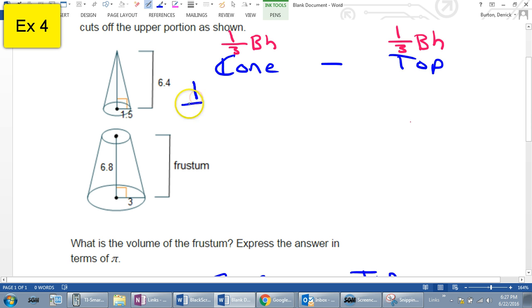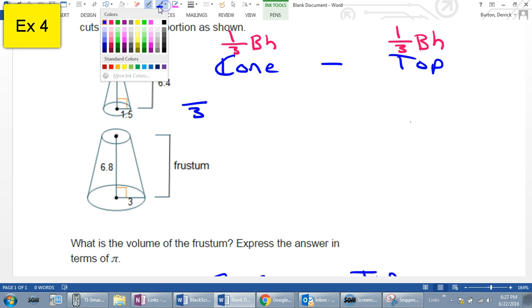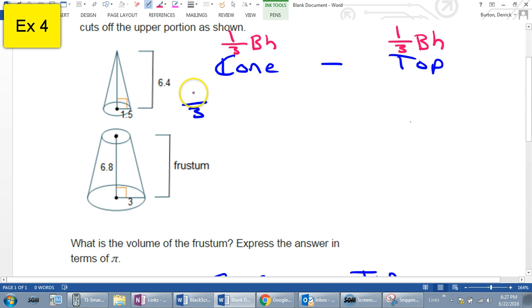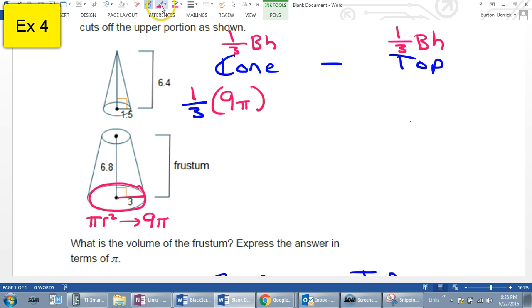Okay, so for the big cone, I've got 1/3, and next comes the area of the base. Uh-oh, I lost my 1. Okay, well, the base of the big cone is a circle. The radius is 3. I'm thinking pi r squared for the area. That gives me 9 pi. So the area of the base is 9 pi. Does that make sense? Yeah. Okay, and then we need the height. It's area of the base times the height.